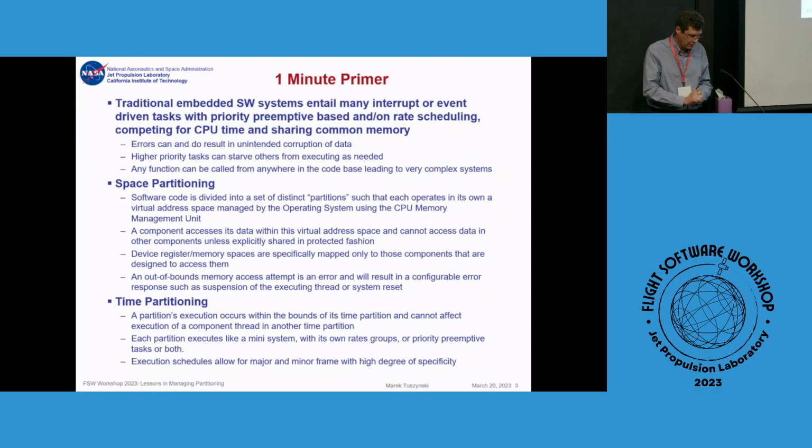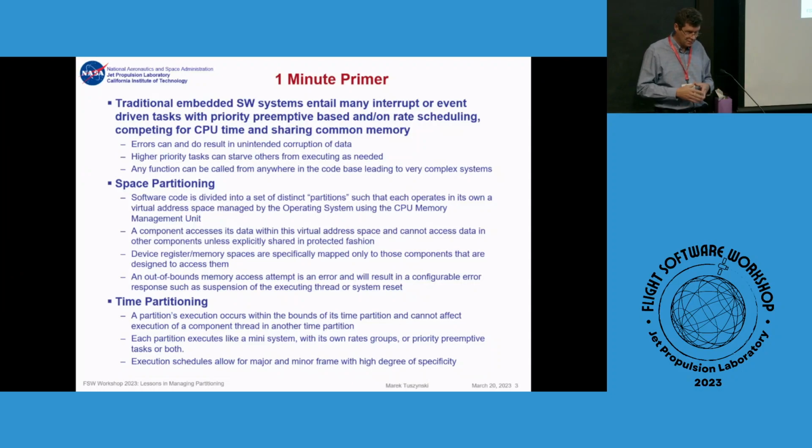So, a quick one-slide primer on time and space partitioning. Recall that traditional embedded software systems entail interrupts happening all the time, or event-driven tasks all mixed together. On the MSL side, it was mostly priority preemptive, but there was also some rate scheduling going on, synchronized with the GNC area. So it was all mixed together, competing for CPU and for design resources, and getting somewhat intertwined, sharing common memory. There can be errors that result in unintended corruption of one area by another, and certainly the prioritization and handling of all the interrupts, of which we had a lot, was quite a challenge. And there was this goal of stepping back towards a more deterministic system.